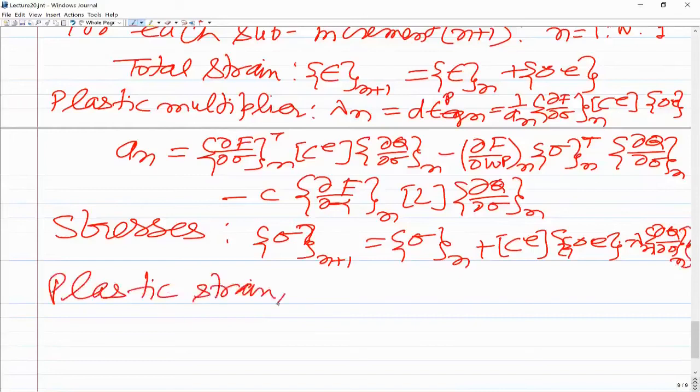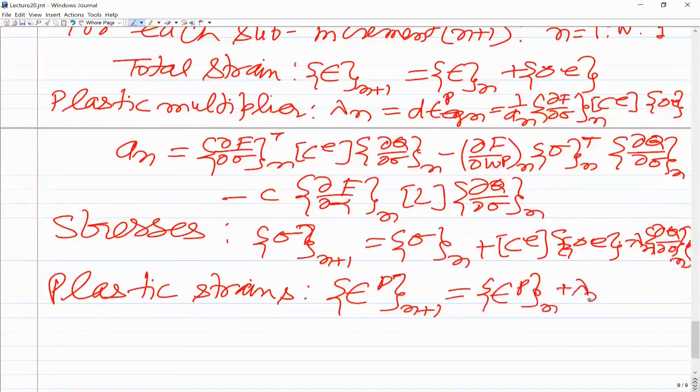So plastic strains are updated as epsilon p at the current substep, that is n plus 1. Now keep in mind that this n is the substep. This is part of a particular load step where you increment the load. So the plastic strain will be equal to epsilon p in the previous substep plus lambda n we have calculated, times del q by del sigma n.